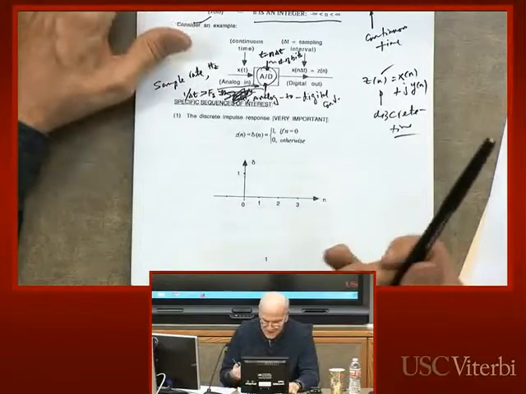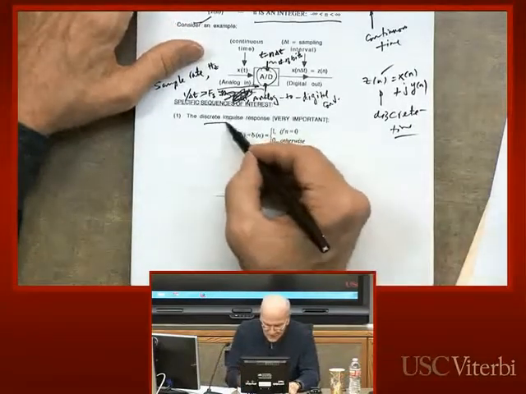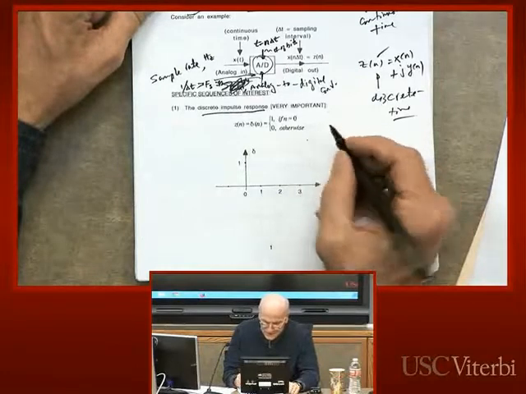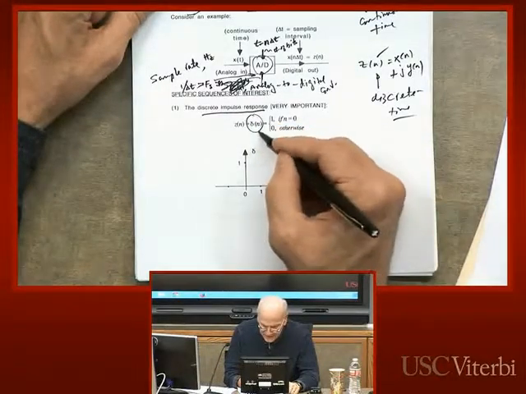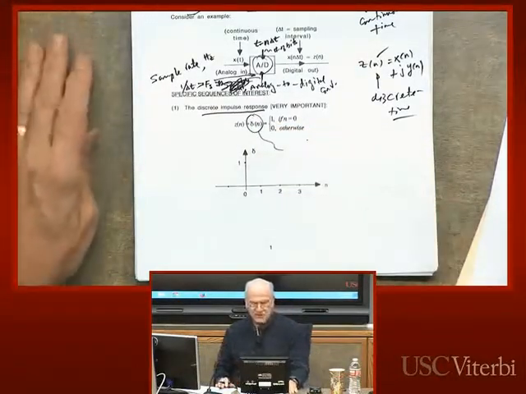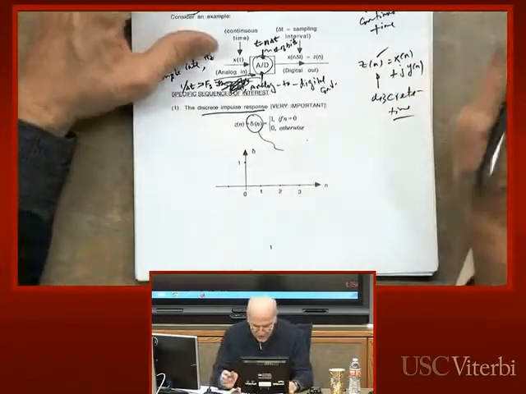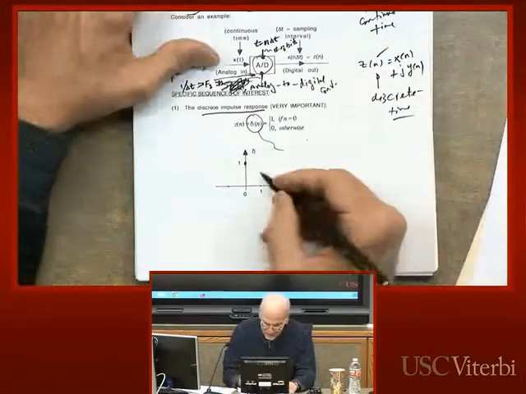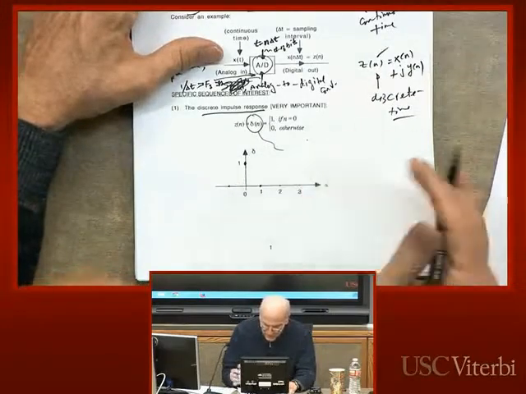The first one is the simplest of all. That is the discrete impulse response. That's basically delta of n, which I use for the discrete impulse. We use that all the time, and here's a plot of it. It's just 1 when n equals 0.